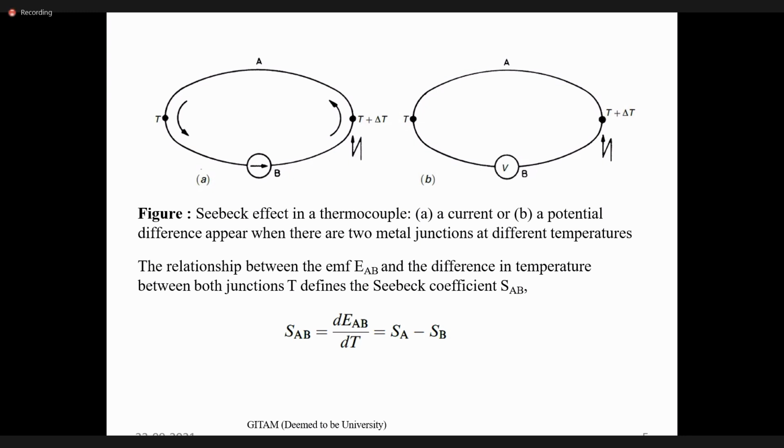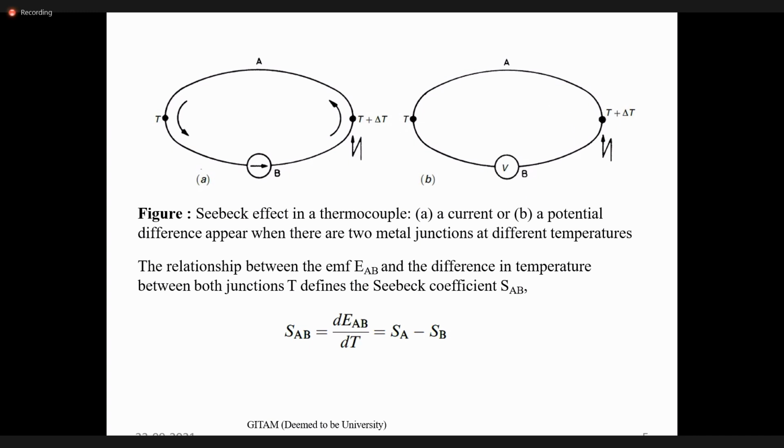Seebeck effect in a thermocouple. A current or a potential difference appears when there are two metal junctions at different temperatures. Seebeck effect in a thermocouple: a current, and next, the potential, we can see. Now the relation between the EMF, EAB. By using a voltmeter, students, we can estimate EAB. Here we didn't mention EAB. EAB is the voltage which is produced in this circuit.